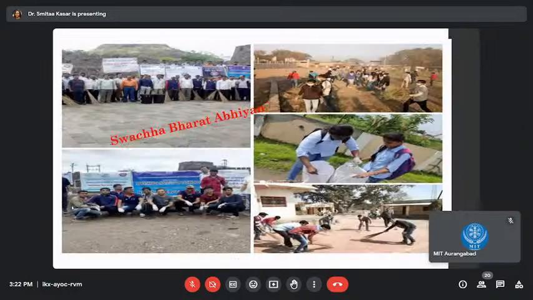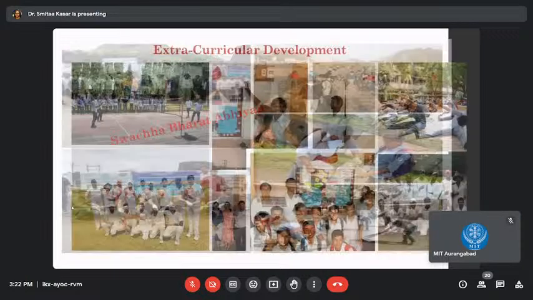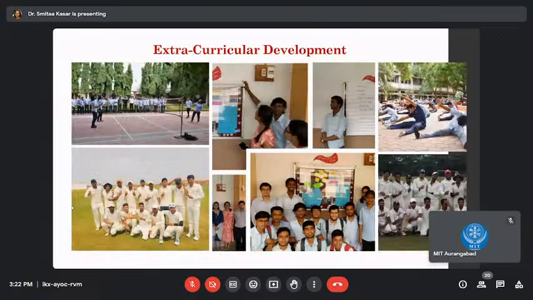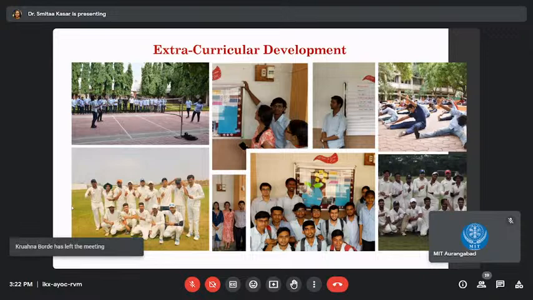Another social aspect is Swachh Bharat Abhiyan. For extracurricular development also, students are into sports. Our students run a notice board called Abhivyakta. This Abhivyakta is to showcase the different skills the students of the CSE department have, be it painting or writing poems in any language, English, Hindi, Marathi, or any other language. This notice board is basically to showcase their talent, which is other than technical.